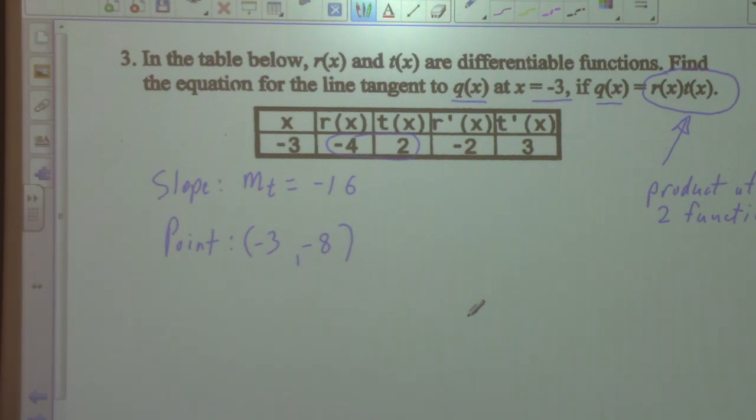I did R of X times R prime of X, so I fixed it. Did you figure out how I got negative 16? Negative 4 times 4. No, I'll show you. Yes, you got it? Yes, Carson.